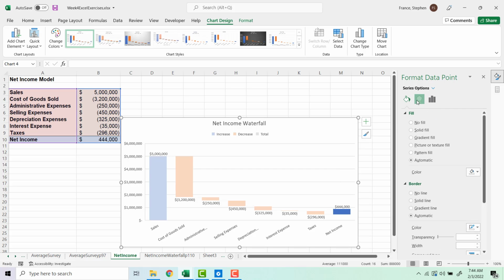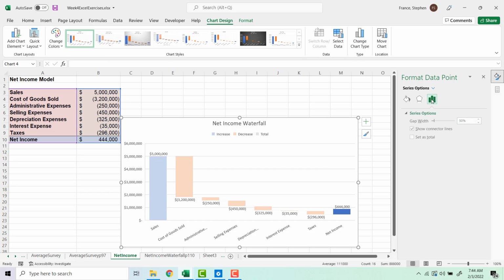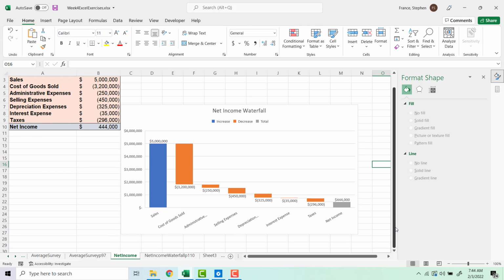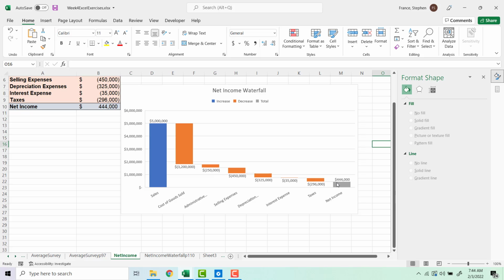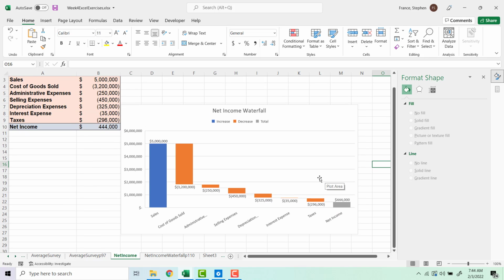Then format data point, which I've got already. And you notice there's the three subtabs, and the one with the graph. This time I'm going to set as total. So you can see here that this is now considered to be what's left over. So we have our credit, then we have our debits, and then we're left with 444,000. This is a way of showing something that is going to be balanced, for example, profit and loss. It's just a nice visual way of showing it.